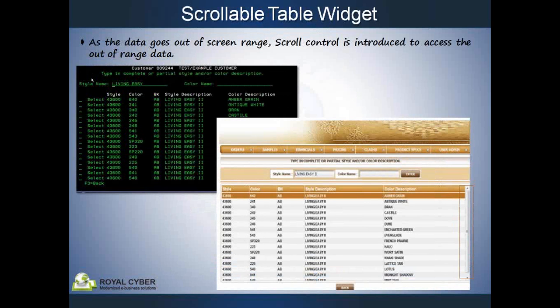So this is the scrollable table widget. In the scrollable table widget, data of multiple pages is presented on the same page. So the user needs to use the standard scroll bar that is provided on the extreme right to traverse data, and this scroll bar can be provided both horizontally or vertically, depending on the size of the data.